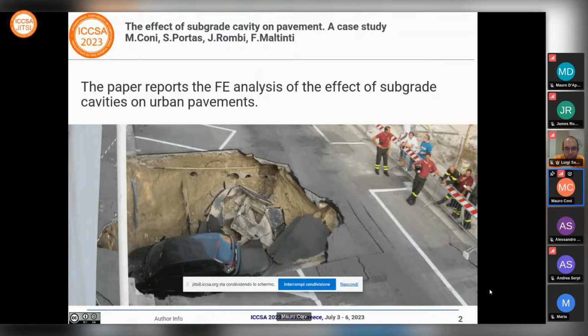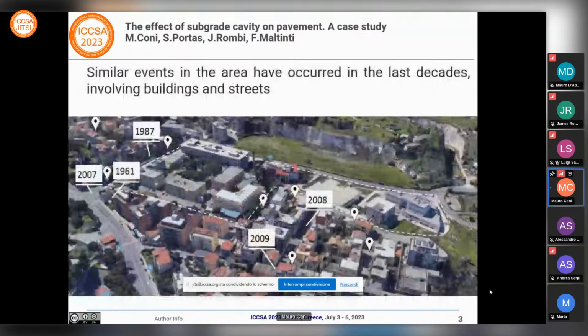depth of the cavity. The study starts after a critical collapse event in 2008 in Cagliari, in Italy. You can see in the picture where about a 100 cubic meter sinkhole suddenly opened up, swallowing one car on an urban street. Similar events in the area have occurred in the last decade, involving not only streets but buildings.